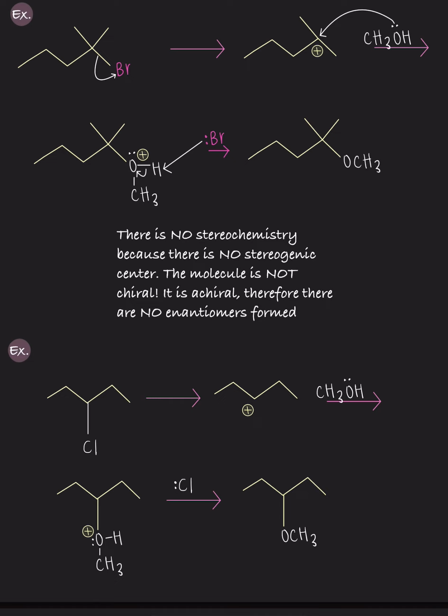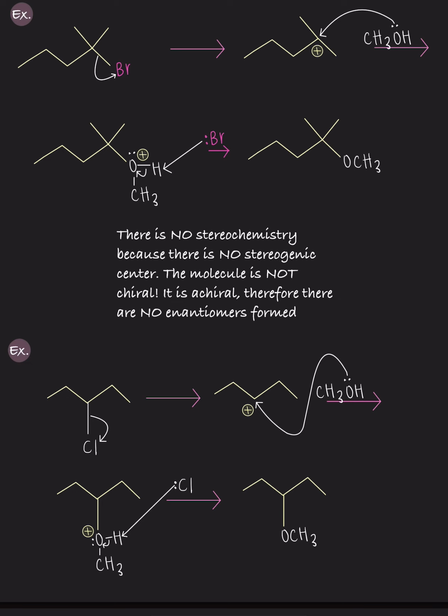Okay, so now let's do the last example. I have my chlorine. My chlorine's going to leave. Again, my methanol is going to go in and attack. And then I have a positive charge on my oxygen. And then my chlorine is going to grab the hydrogen. The electrons are going to go to the oxygen. And again, I have my OCH3. And again, this group is the same as this group. So you do not have a chiral center.